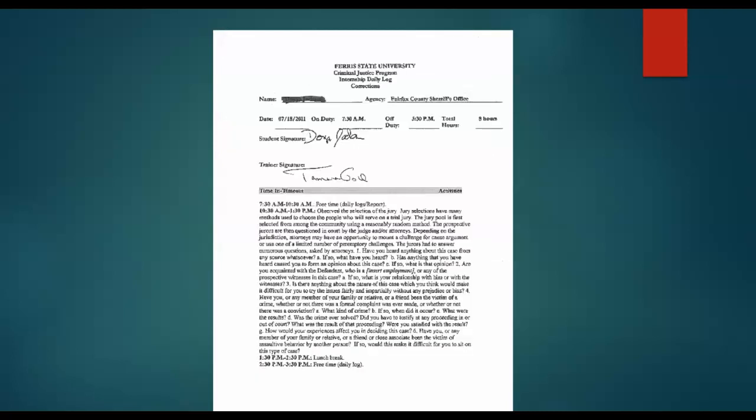Remember, every day should have its own log. And this person logged it all on one piece of paper. Finally, this person wrote their log all in one paragraph. So you want to break out the times of everything that you're doing.